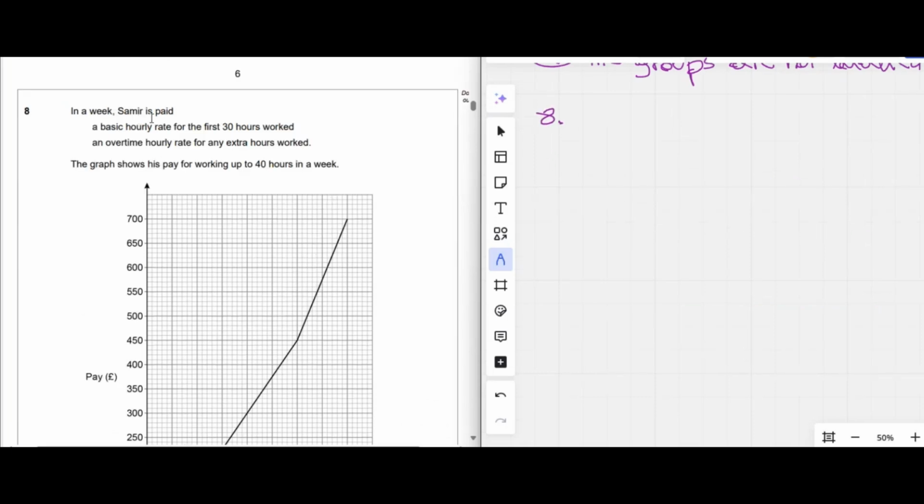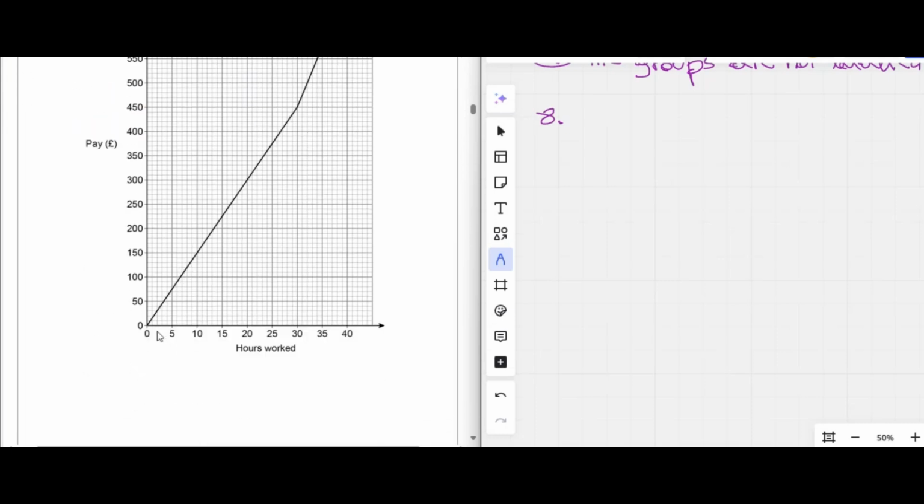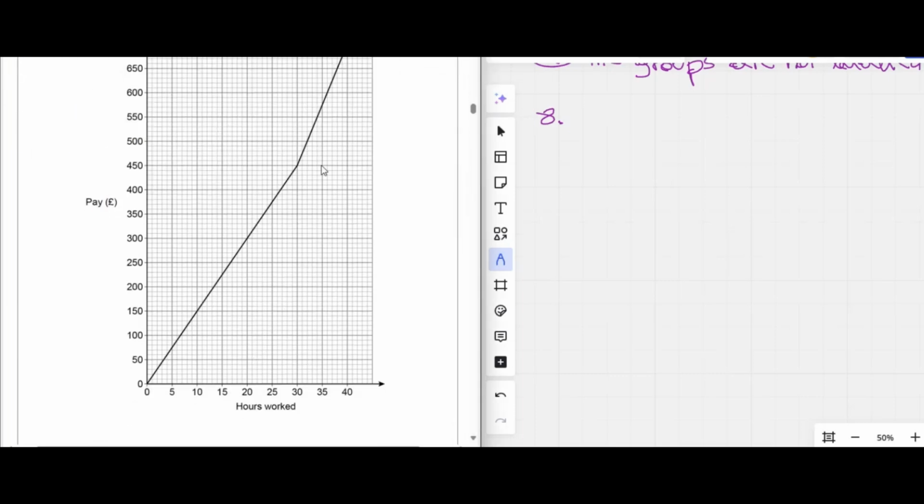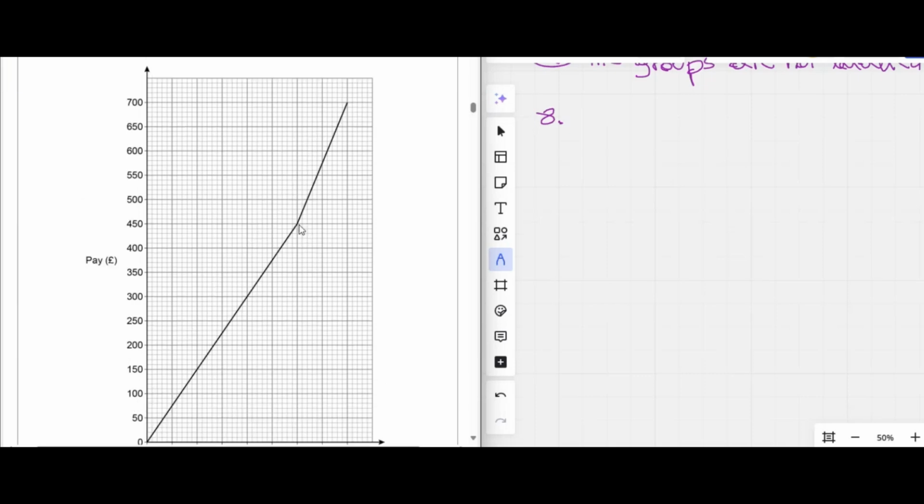In a week, Samir is paid a basic hourly rate for the first 30 hours worked and an overtime hourly rate for any extra hours worked. The graph shows his pay for working up to 40 hours in a week. So we have hours worked, and this is that first 30, right? And this is the point of bend where the line looks a bit different. Can you see that there is a different angle than was here? Yeah. So we have a different gradient.